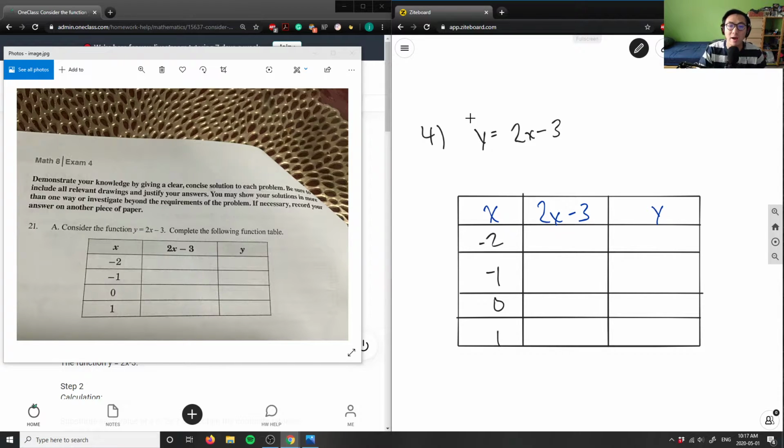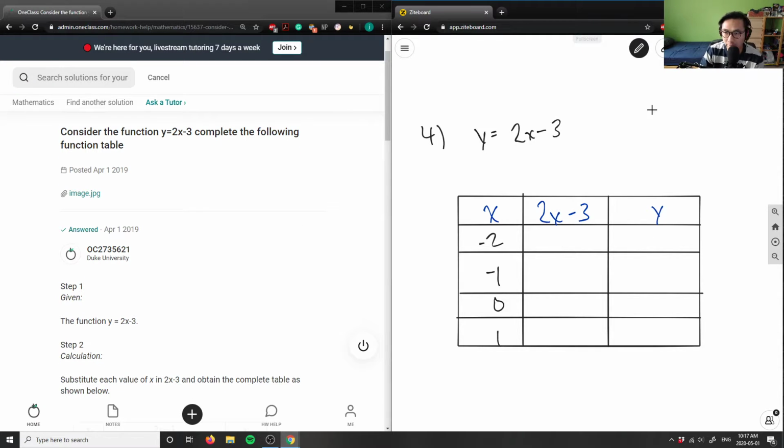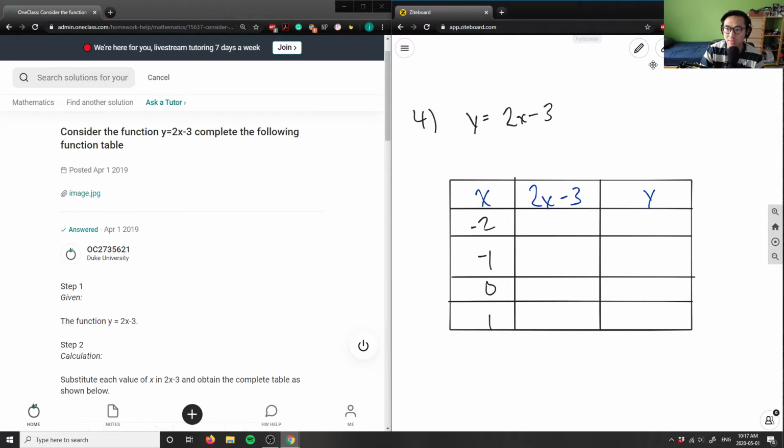And I have to complete the table here, right? So basically all we're going to have to do is just substitute our points, right? So 2x minus 3 here is simply, I can substitute in x equals 2 for 2x minus 3. Let me do a sample. I'm going to substitute my -2 here, so 2 times -2 is -4, minus 3, which means it's -7 here.